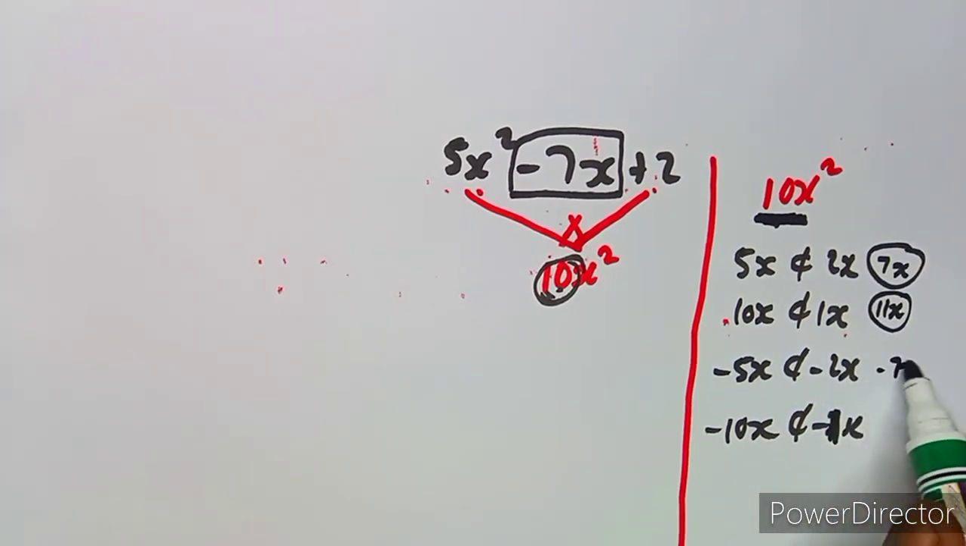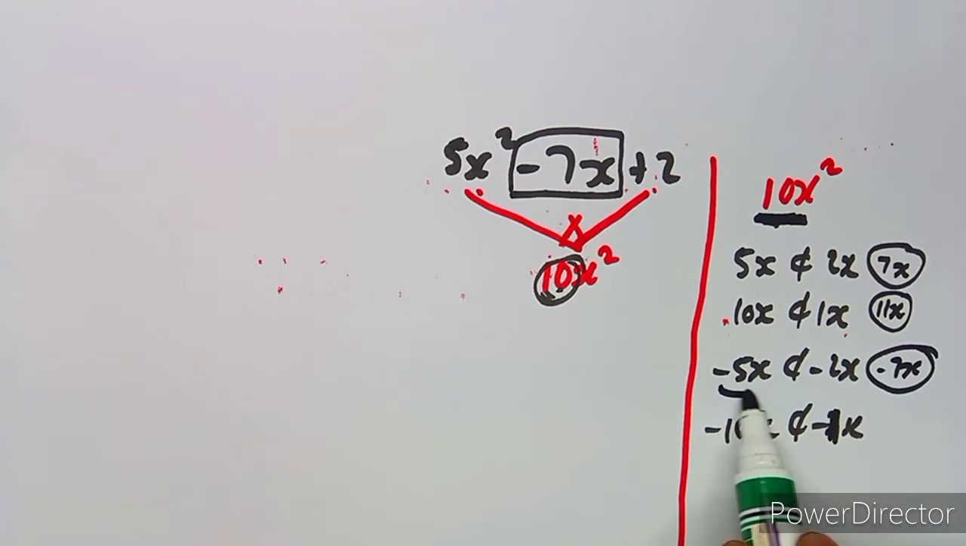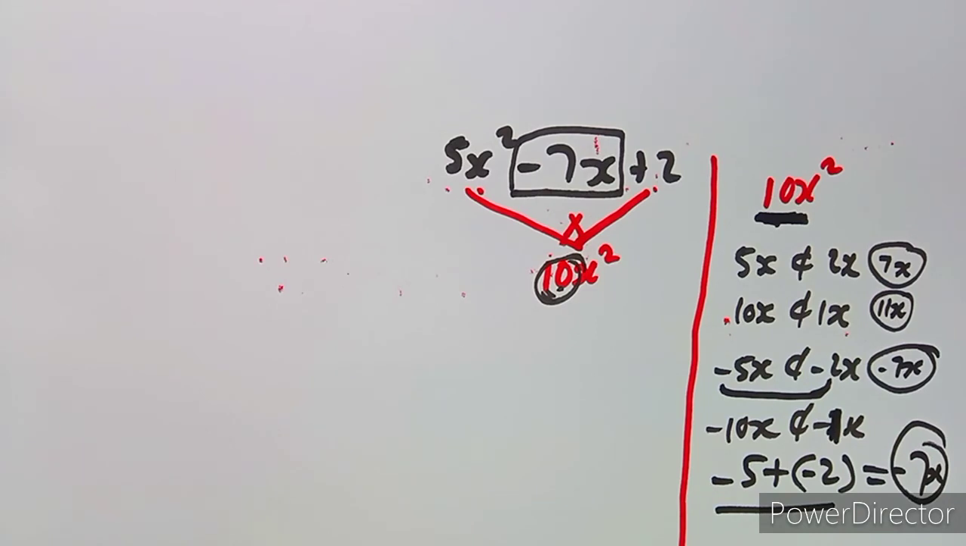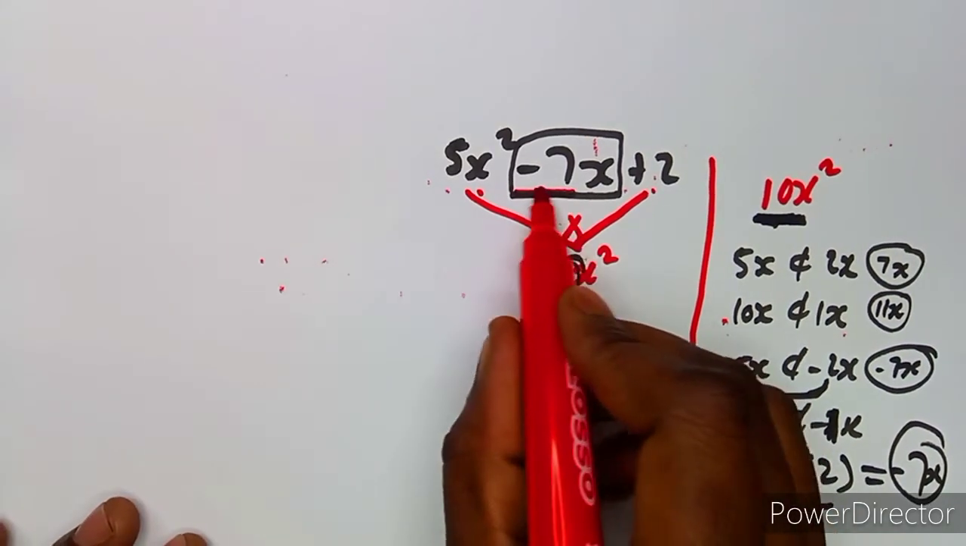This one is going to give us minus 7x because it's minus 5 plus minus 2. Minus 5 plus minus 2, from your calculator, this is minus 7. So you just put an x there. So these are the two, minus 5 and minus 2. So these are the ones that you're going to replace in this middle term.